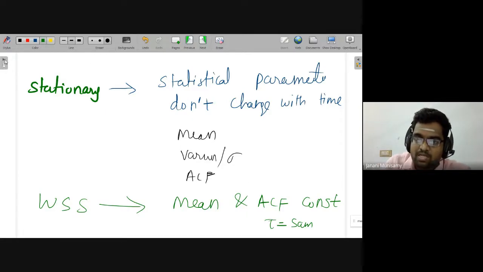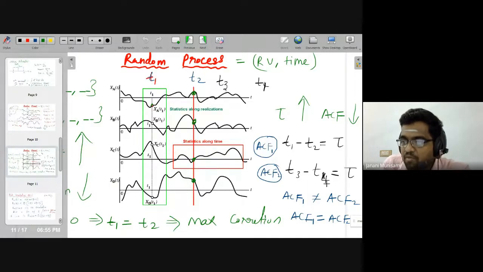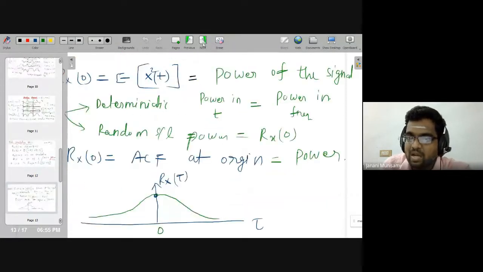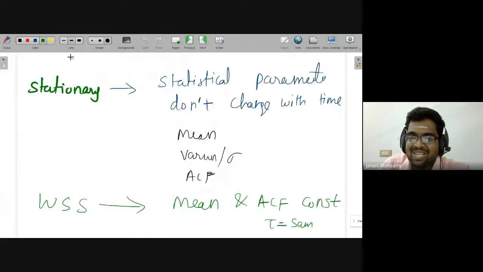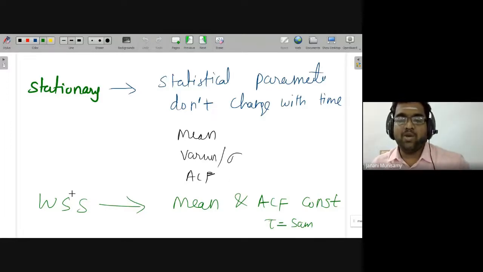That's why in the beginning I told you, whenever you do this kind of operation, the autocorrelation function may or may not be the same, but you have to fix tau. After fixing tau, if the autocorrelation function is the same and the mean is already the same, then it comes under wide sense stationary; otherwise it's not WSS. That is a non-stationary random process. So now we know what a stationary random process is. In WSS we have relaxation for the other parameters except the mean and autocorrelation function. So all stationary processes can be WSS, but all WSS cannot be stationary.